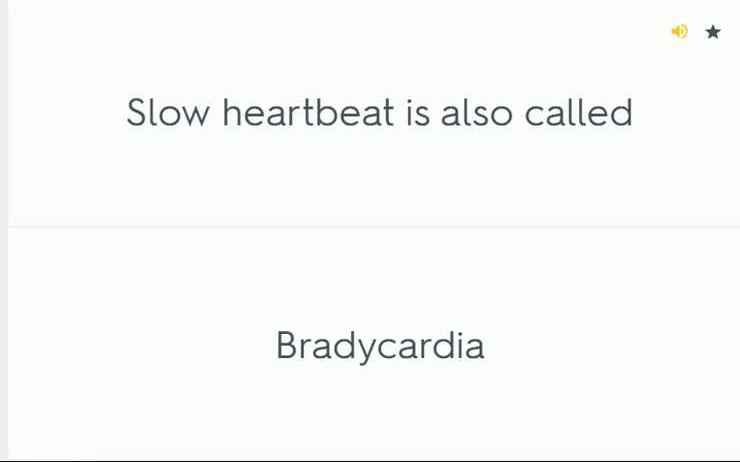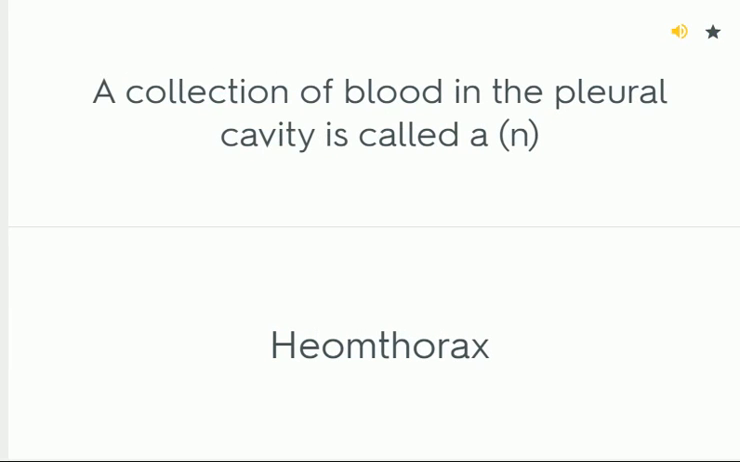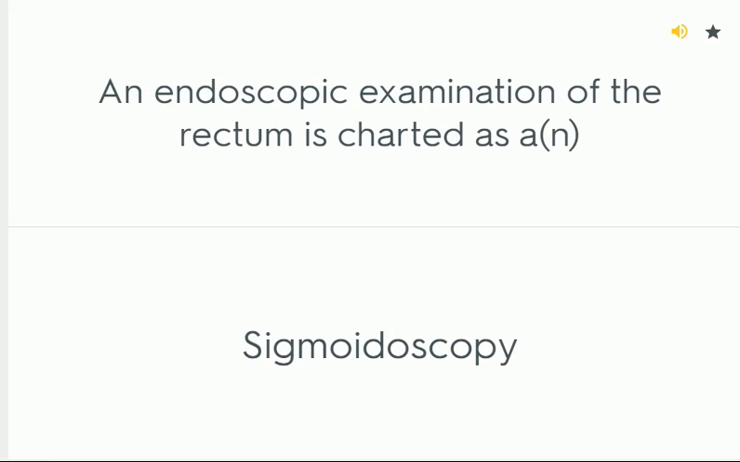Slow heartbeat is also called bradycardia. A temporary absence of respiration is apnea. A collection of blood in the pleural cavity is called a hemothorax. An endoscopic examination of the rectum is charted as a sigmoidoscopy.